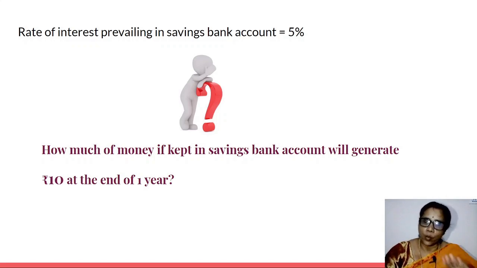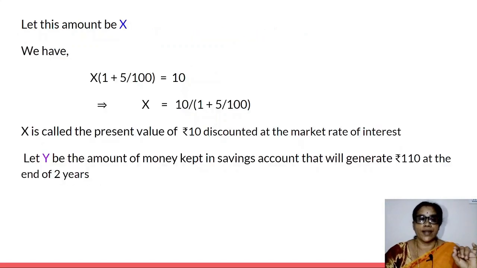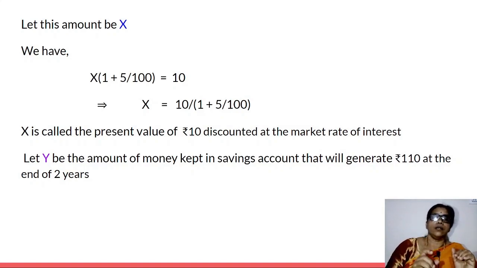But here after 1 year, the bond seller offers rupees 10. So how much money, if kept in the savings bank account with an interest rate of 5%, will generate rupees 10 at the end of 1 year? Now let us take this amount as X. We have to solve for X and find the value.